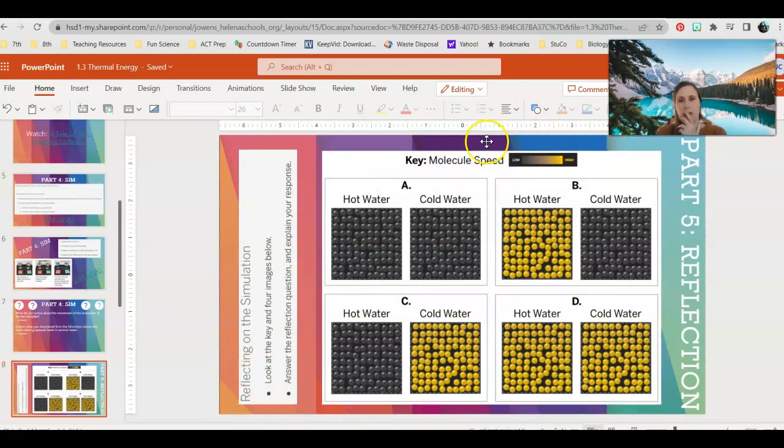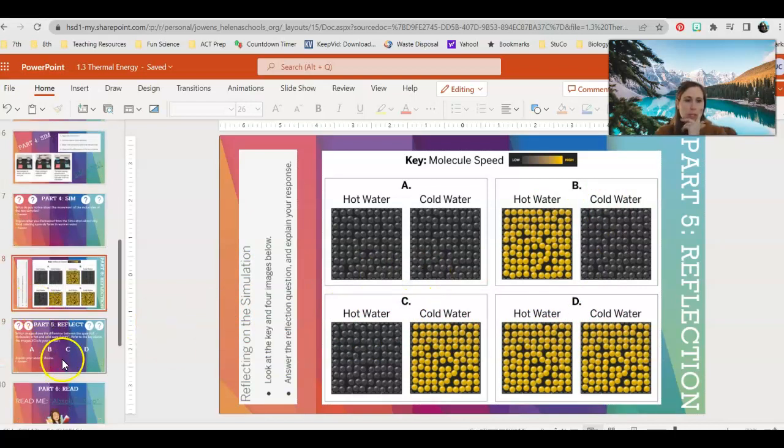So we've got a key right here that shows us molecule speed. We've got low molecule speed. High molecule speed is going to be that yellow color, so if they're moving faster, it's yellow. Low is going to be more of a blackish gray. Okay, we have 4 different samples. We have sample A, hot water, cold water. Sample B, hot water, cold water. Sample C, hot water, cold water. And sample D, same, hot water and cold water.